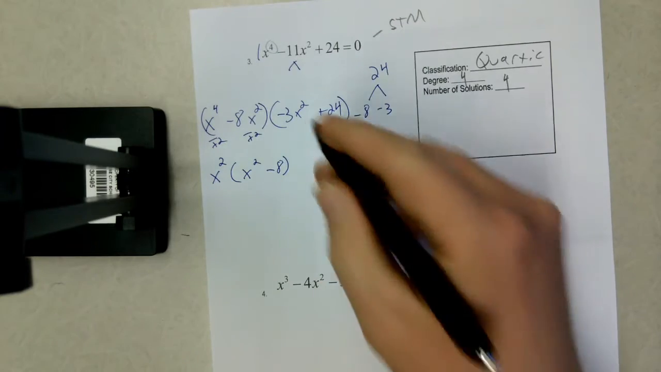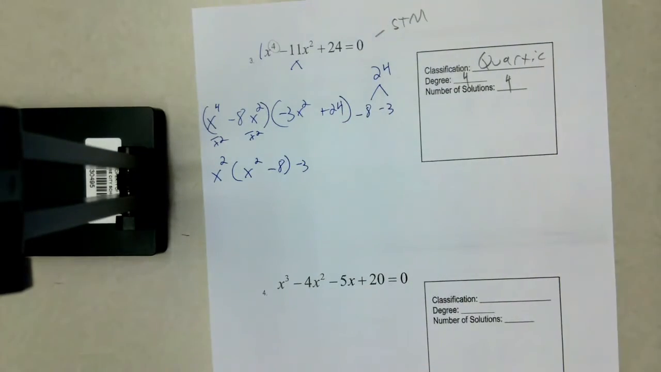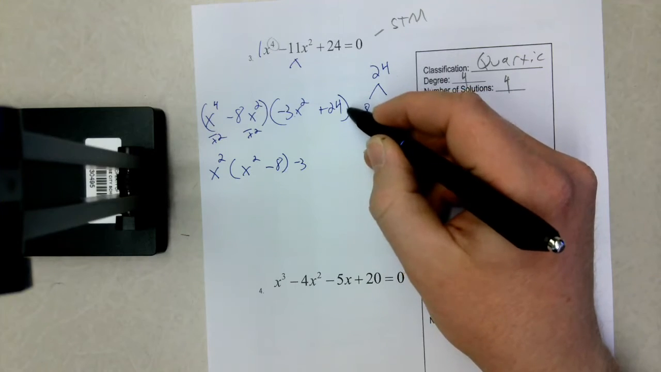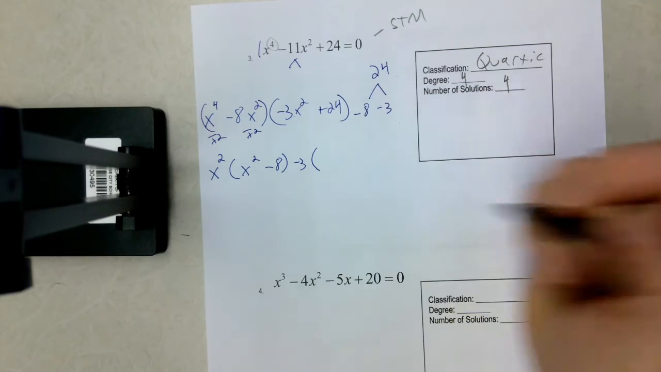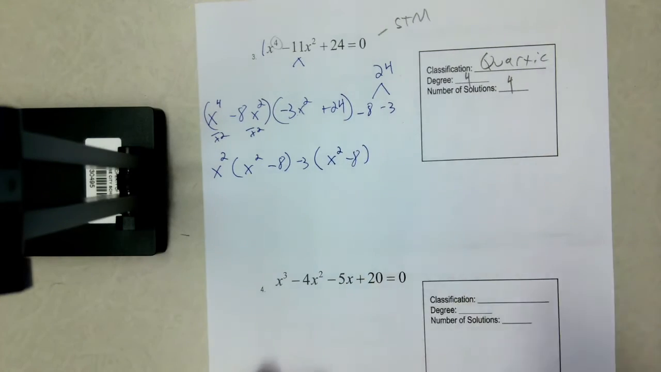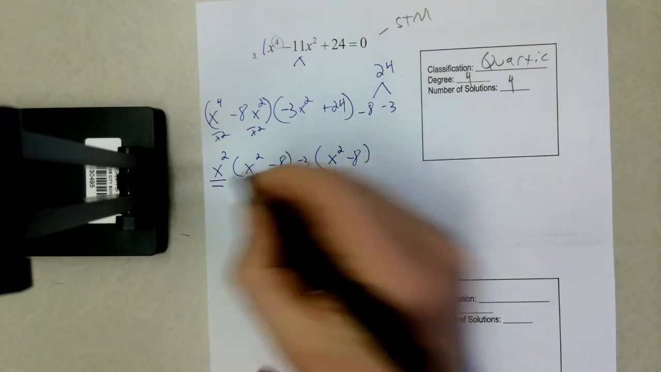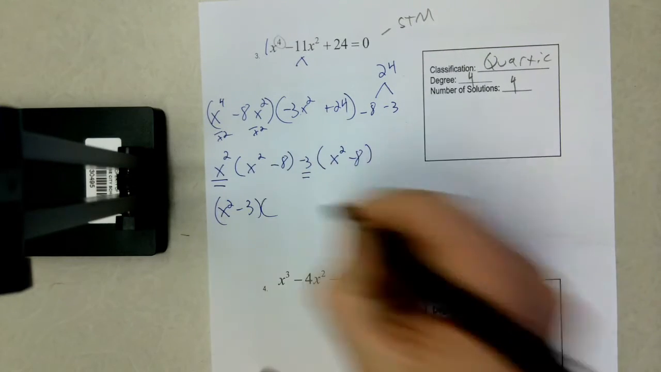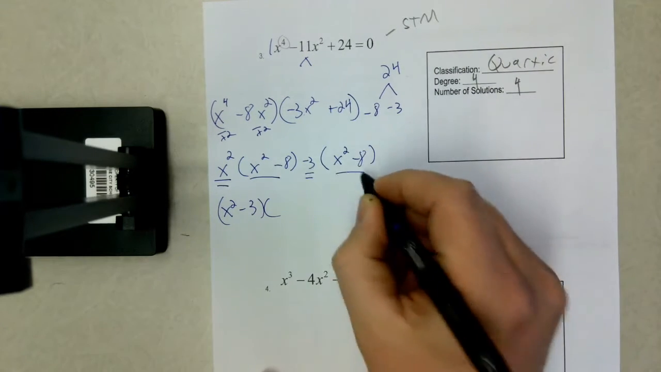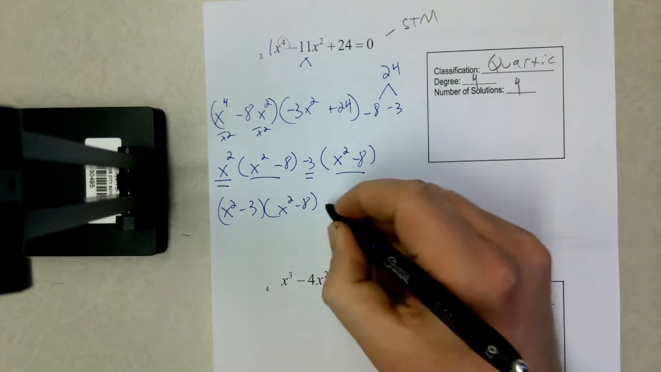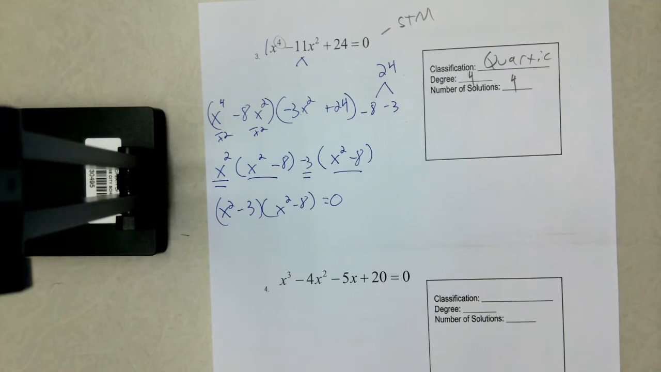Here I'm going to factor out a negative 3 because my third term is negative. I can't factor out an x or an x squared because there's nothing over here. What am I left with? X squared minus 8. Perfect. I can now combine x squared minus 3 and my x squared minus 8, x squared minus 8. Kind of similar to what we did before.